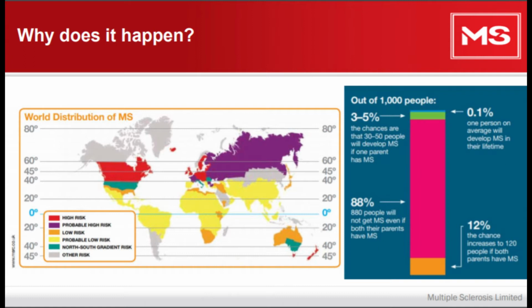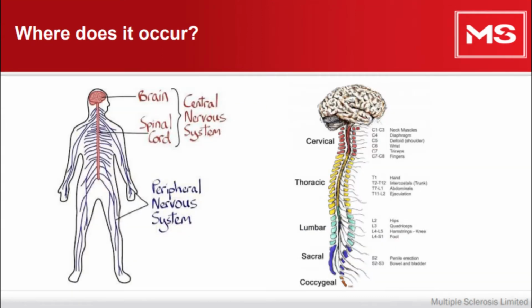Okay, that's great. Terrific. So for those of you who couldn't see the slides then, just indicating here the incidence and percentage risks and the genetic component, and this chart here just indicating the latitude effect. So where does MS occur? Well, it occurs in the brain and in the spinal cord and in the optic nerve, and that's what makes up our central nervous system.